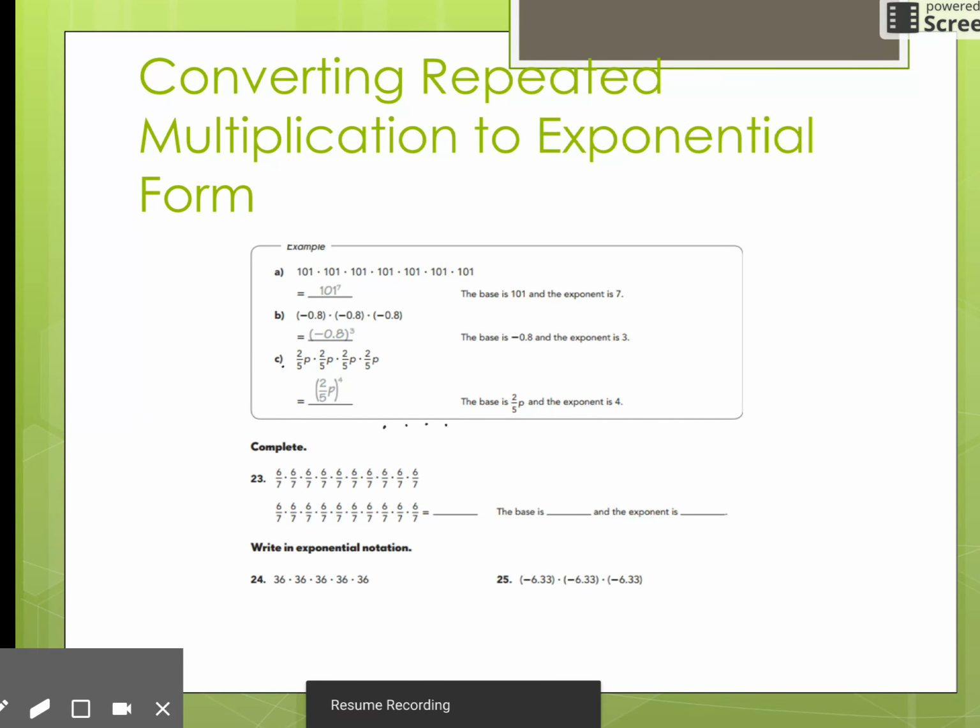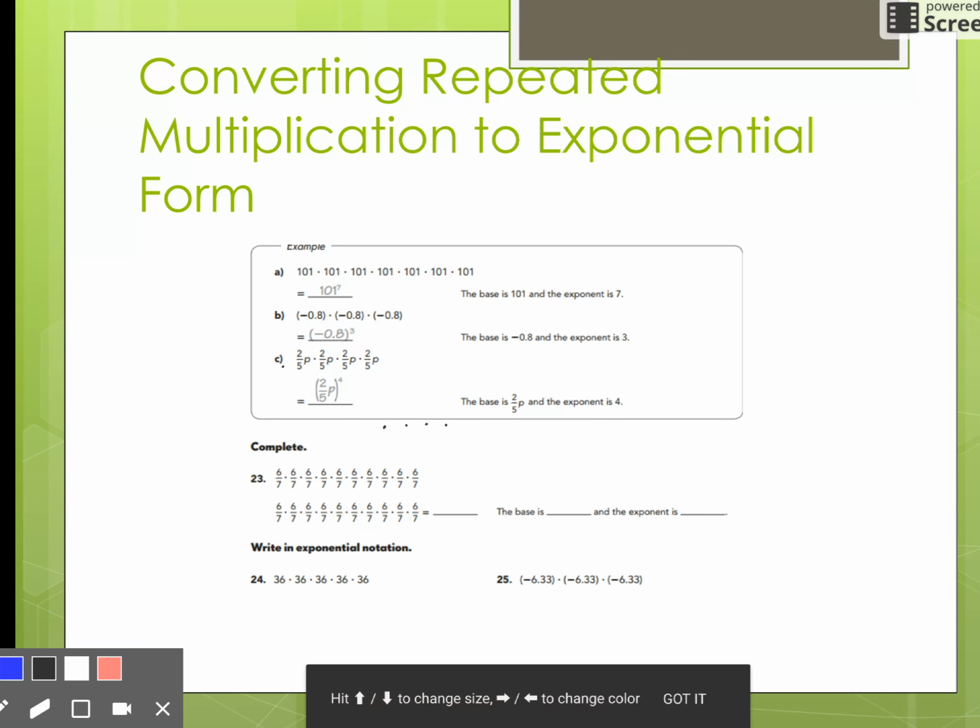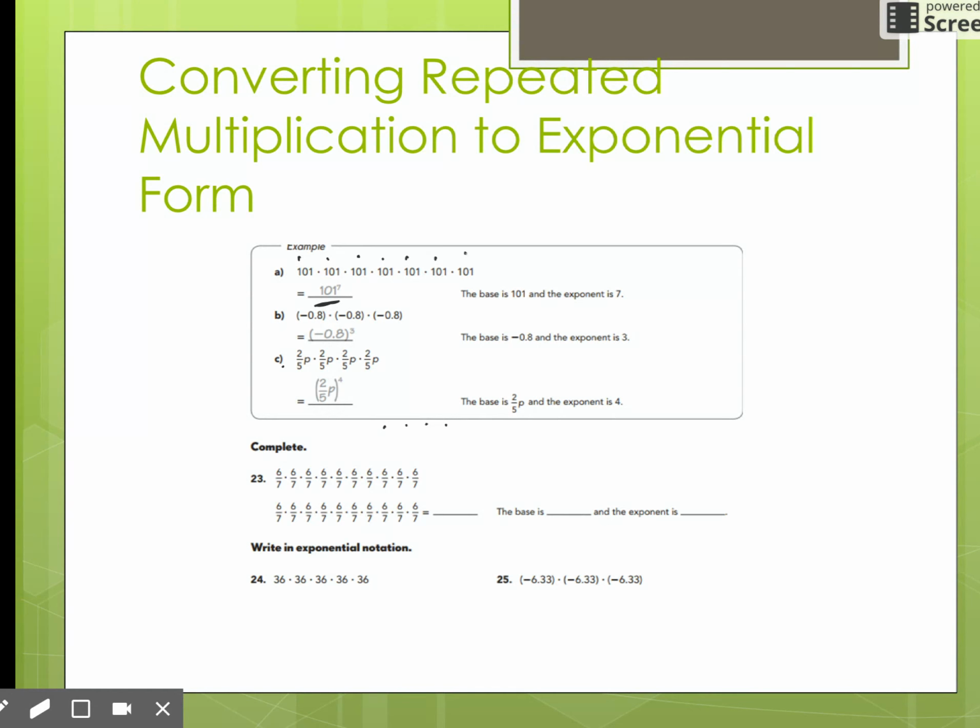Now we're going to look into turning multiplication problems and writing them into exponential form. So the opposite of what we did on the last page. So we're going to look at a repeated multiplication problem, which means the same number is being multiplied over and over again. In this case, you see the number is 101. So that tells us 101 will be your base. To find the exponent, you count how many times it's being multiplied. 1, 2, 3, 4, 5, 6, 7. So that's where this exponent of 7 comes from here.